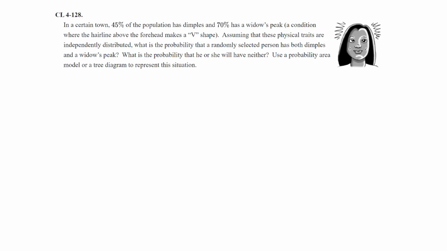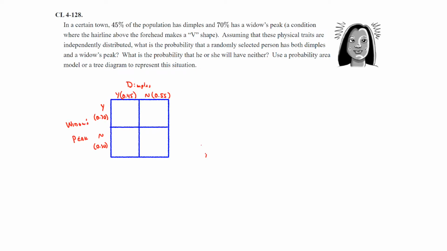Question 128. In a certain town, 45% of the population has dimples and 70% has a widow's peak, a condition where the hairline above the forehead makes a V. Assuming these physical traits are independently distributed, what is the probability that a randomly selected person has both dimples and a widow's peak? What is the probability that he or she will have neither? Use a probability area model or a tree diagram to represent the situation.